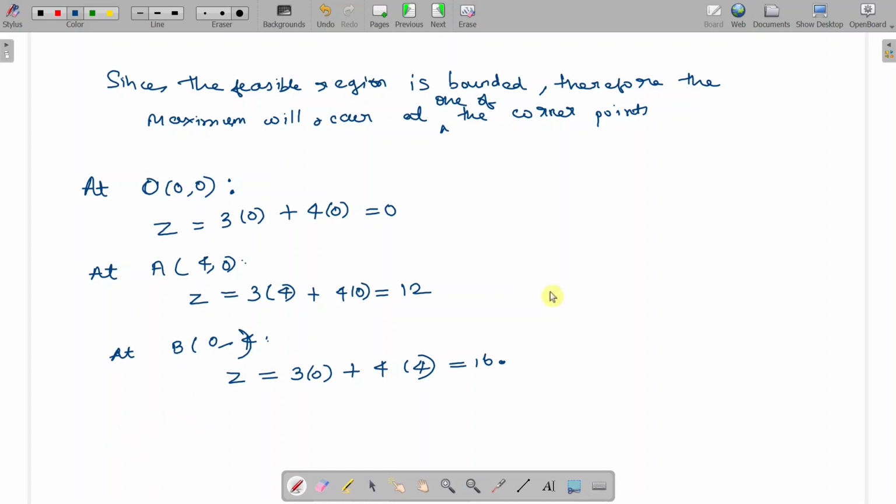So you can see that the maximum of the objective function is 16. So therefore maximum z is equal to 16 at which point? B, which is 0 comma 4. So this is the answer. Okay.